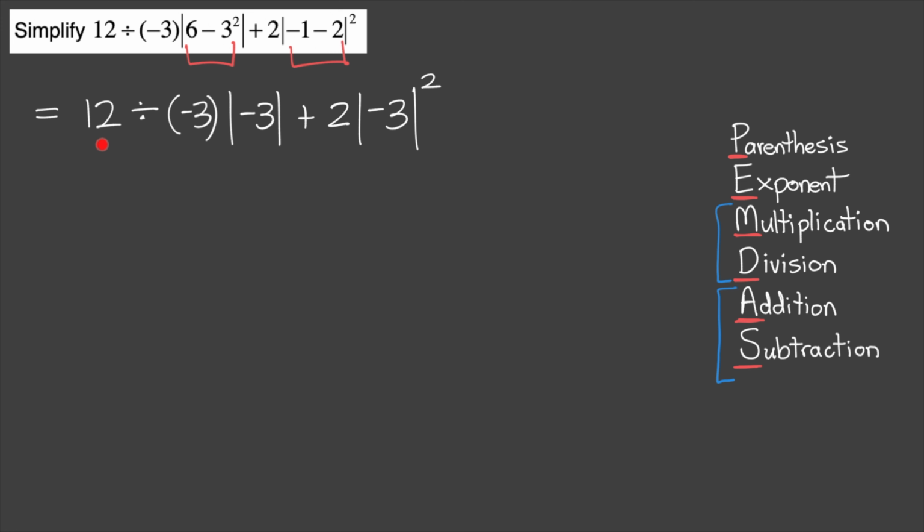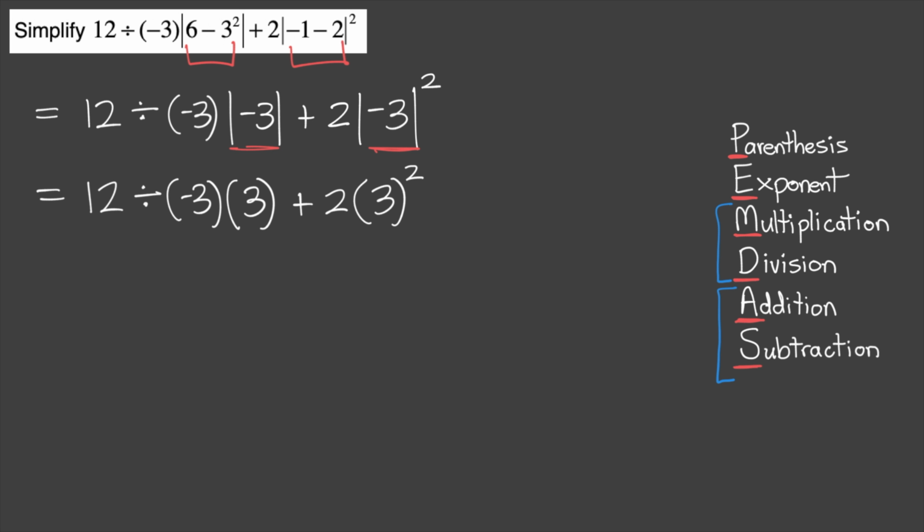All right, next, here we have division and we have multiplication, but we still have to do what's in these absolute values, or kind of like parentheses first. So the absolute value of a negative number is actually positive. So let's rewrite this negative 3 and this negative 3 because they are both in absolute values. So we'll get 12 divided by negative 3, and then the negative 3 will become positive 3 because we're taking the absolute value of it. And then same thing with this negative 3. So now we can simplify.